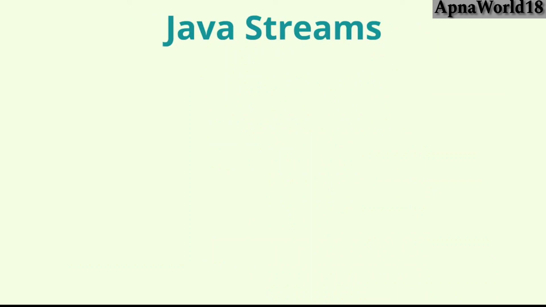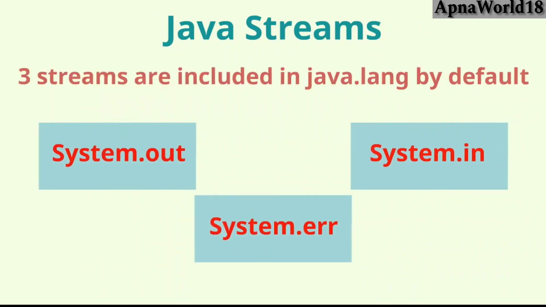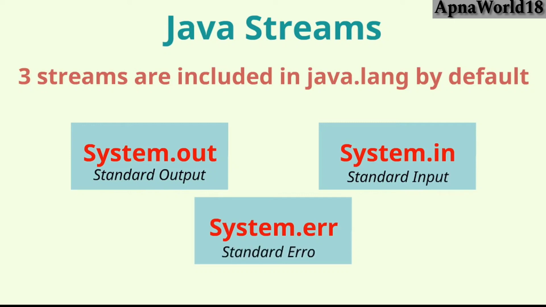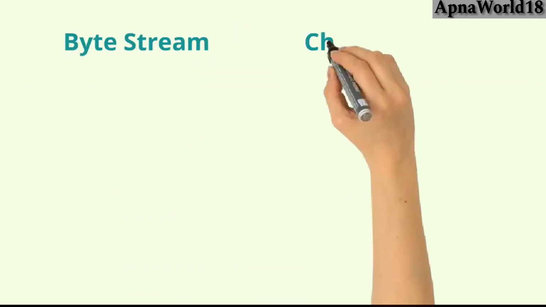When we write a Java program, 3 streams, which are included in java.lang, are created for us by default. All these streams are attached to the console. They include System.out, which is the standard output stream, System.in, which is the standard input stream, and System.err, which is the standard error stream. There are 2 types of streams in Java, byte and character streams.